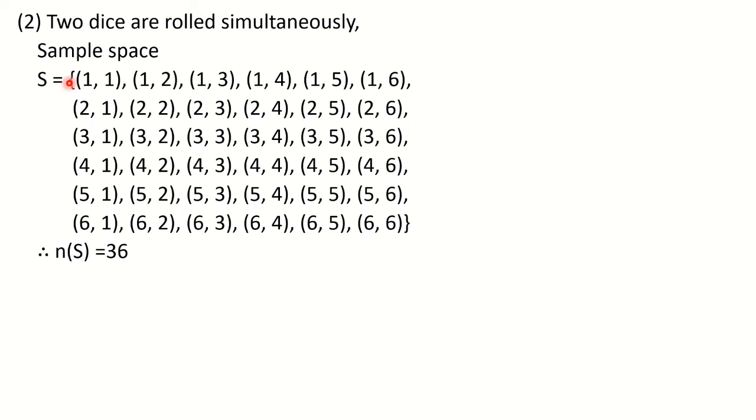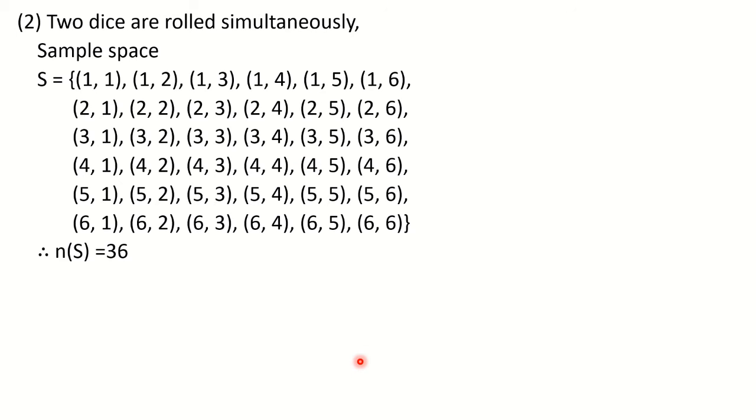You will observe that the curly bracket is open here, and here it is closed. In between, curly brackets are not given because this is one complete set, and n of S is 36. So you need to write all these 36 sample points in the same manner. Don't go in a straight line because then it will be confusing. Here it is very easy to find the sample points according to the given condition. So always keep the habit of writing in this way only.